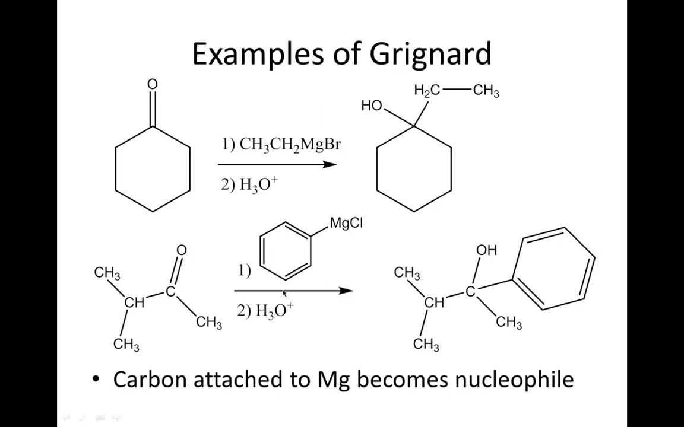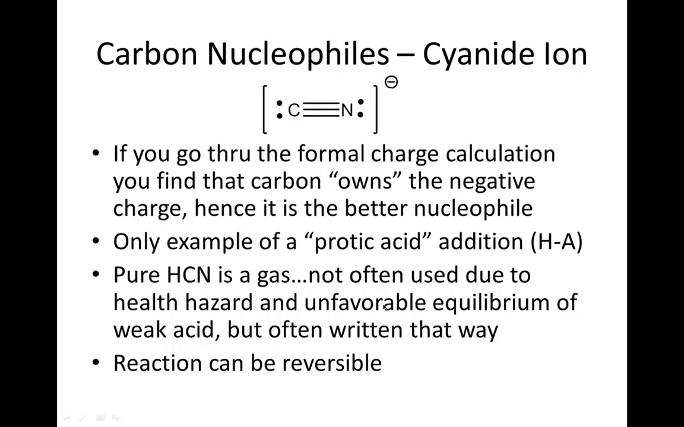Here's another example. This carbon right here that's directly attached to magnesium, that's the one with negative character. So that carbon gets attached to this carbon, and all the carbons stay there until you put in the aqueous acid. You pick up a proton on the oxygen. So we've seen that before.